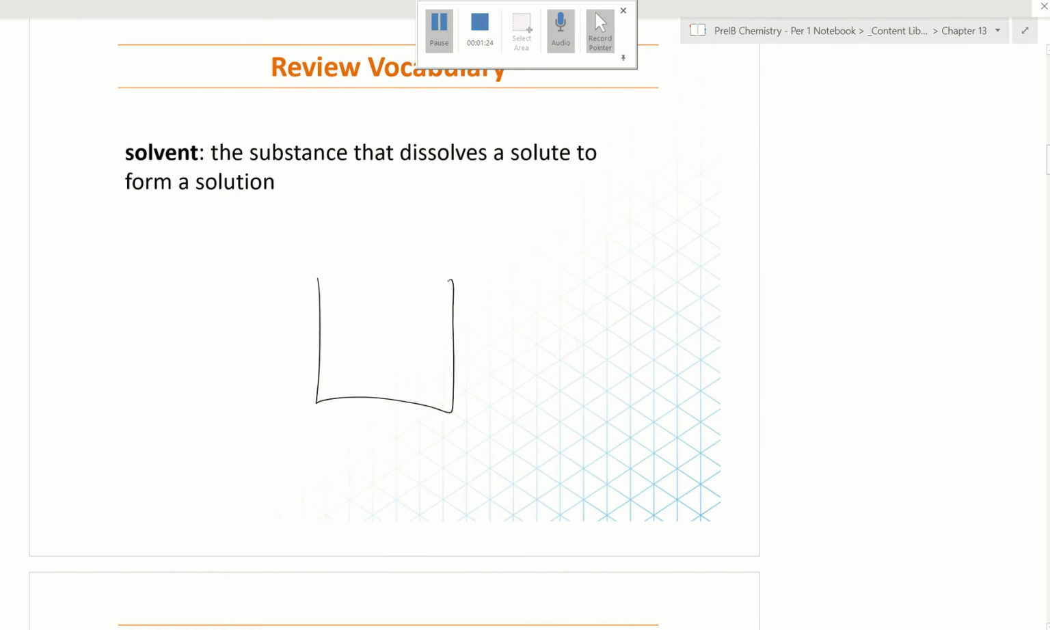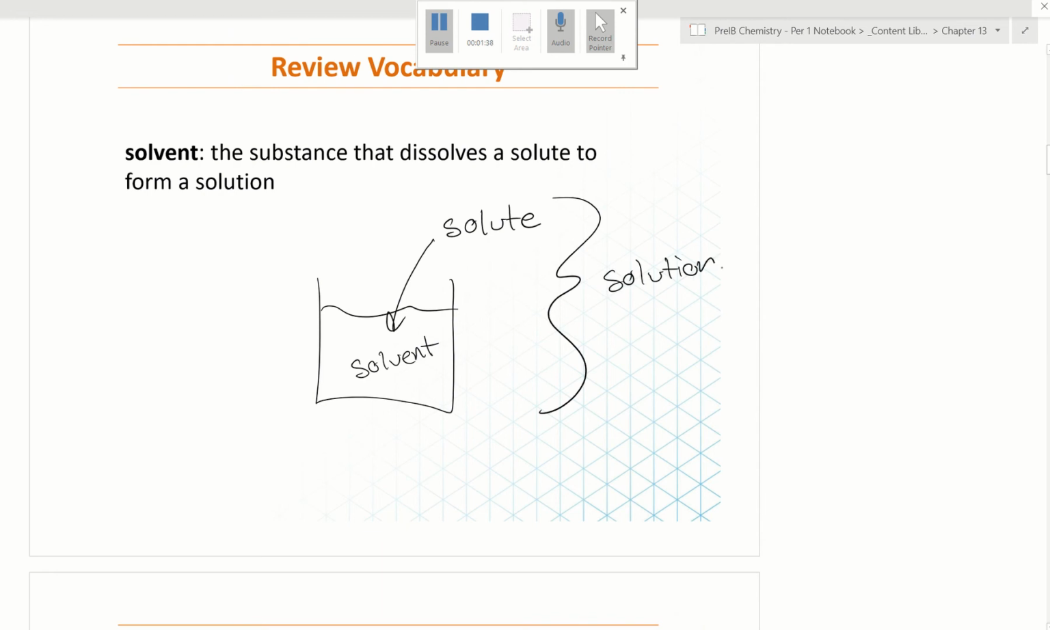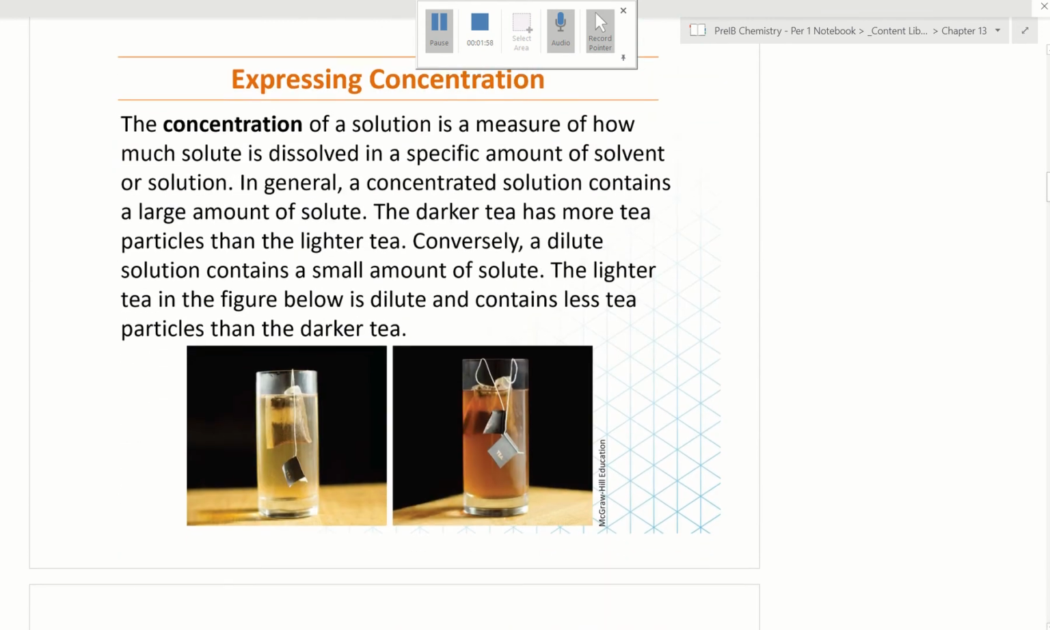Remember, in a mixture, you have the solvent. And the solvent will have a solute, and together, these things together make the solution. What we're interested in with concentration is how much of the solute is in the solvent. And so sometimes if there's a whole bunch in there, we would say that that is a concentrated solution. Or if there's not very much in there, you would have a dilute solution.